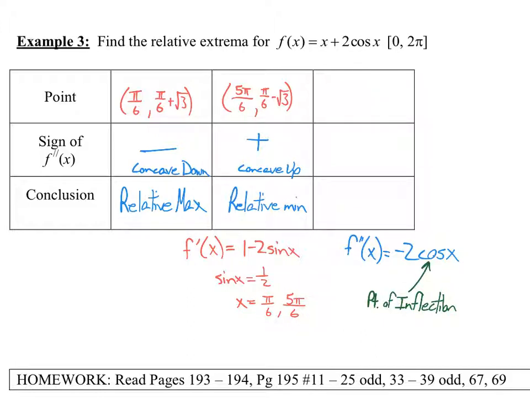The points of inflection here would be where cosine is 0, so that would be x equals pi over 2 and 3 pi over 2. And we could then look at that, and look at intervals of concavity and so forth.